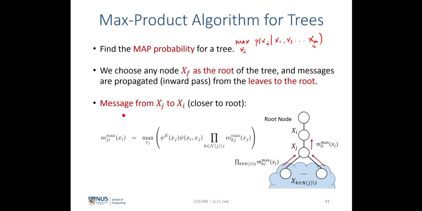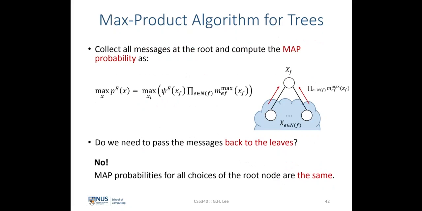Here the message is defined from a random variable xj towards xi. We define this message as mji, and it is equal to the max over xj of the unary potential of xj as well as the binary potentials of xj, multiplied by all the messages that are coming into the random variable node xj.